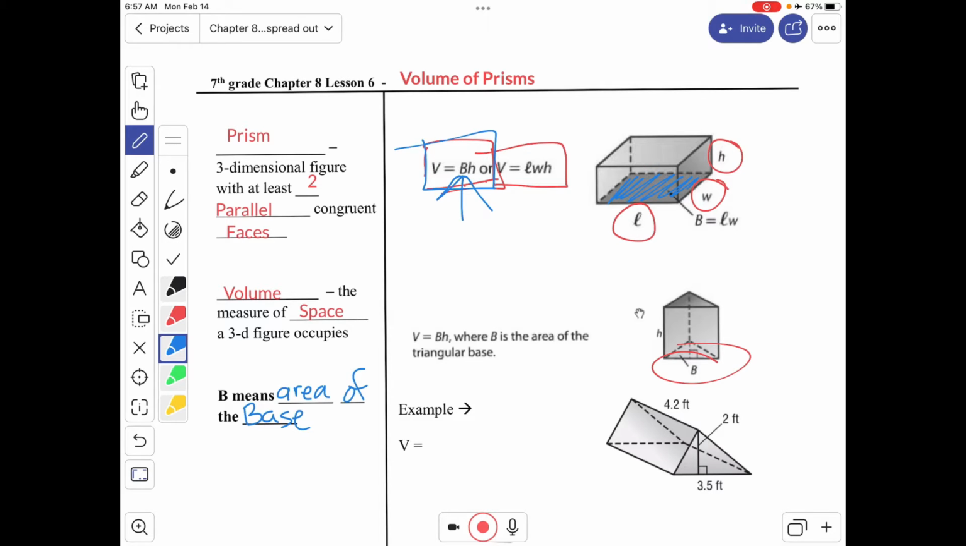So for example, this rectangle would be base times height, because the capital letter B stands for area of the base, and the area of a rectangle is base times height. And then we multiply it times the height of the prism.